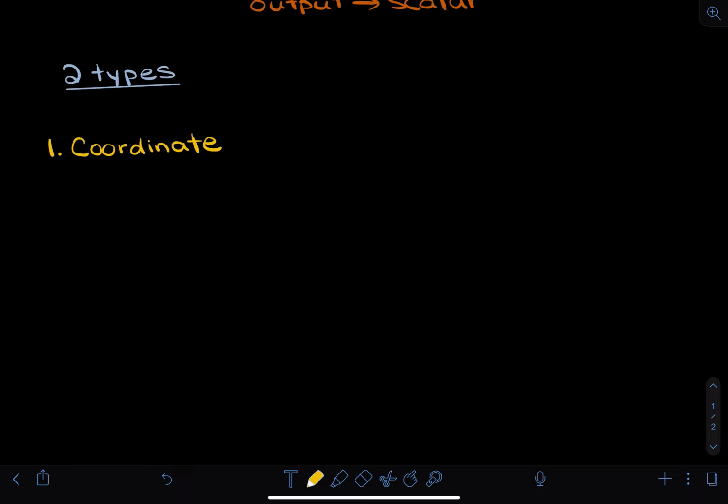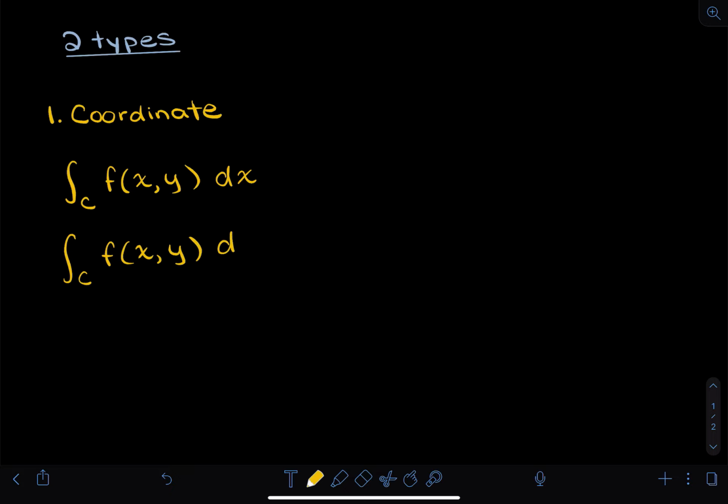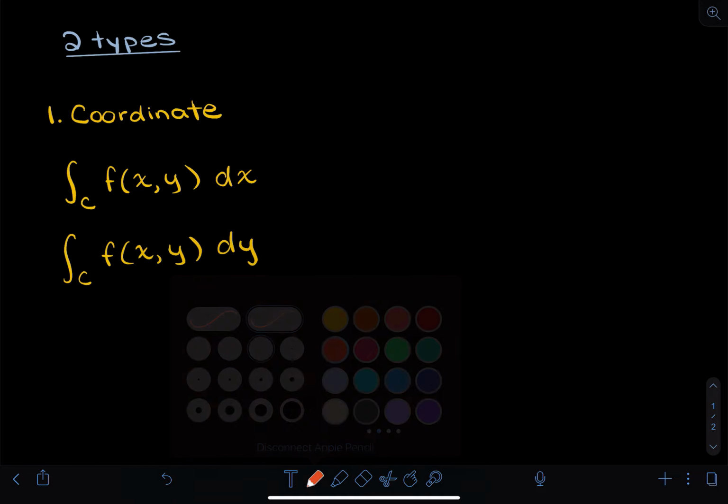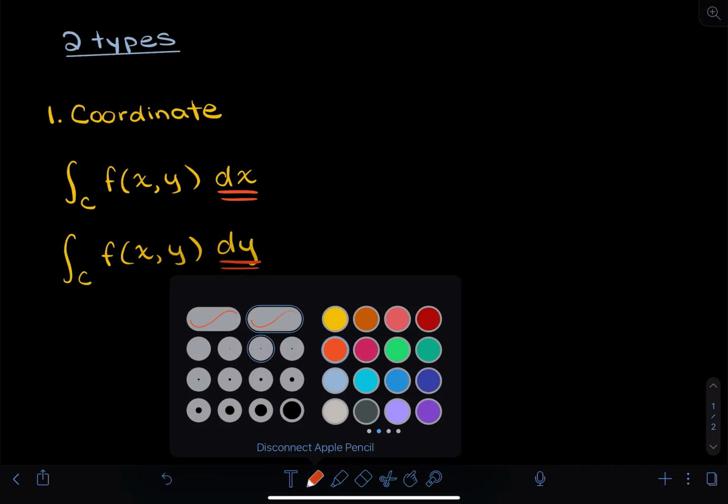Now when we're referring to a coordinate, we would see something, for example, like this. The line integral of some function f of x and y, but then the coordinate part means that we're going to take that integral with respect to x, for example, or we might see something like this, again the same function, whatever that might be, but then we'll have dy here. And so when we talk about a coordinate, we're referring to this dx or this dy. We're integrating with respect to that coordinate.